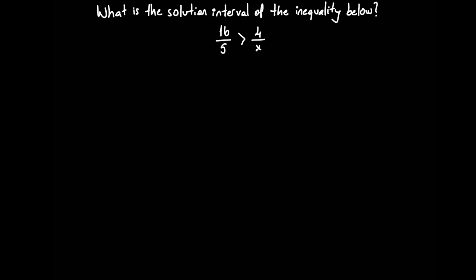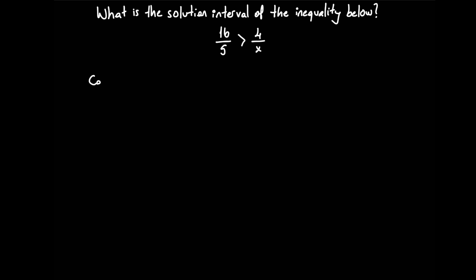So we have two cases, as I said. x can be greater than 0 or x can be lower than 0. I will solve the question for both these cases. So case 1, x is greater than 0. So I will write the inequality here once more. 16 over 5 is greater than 4 over x.